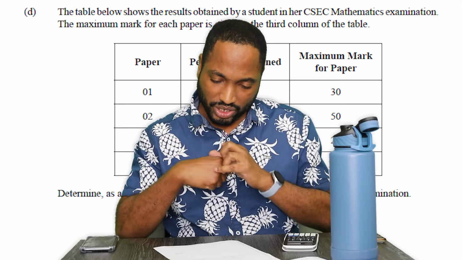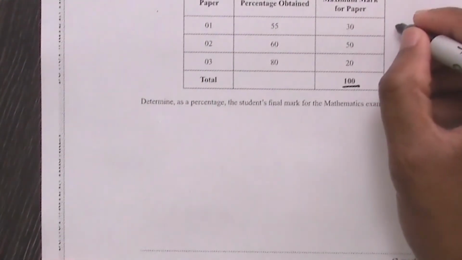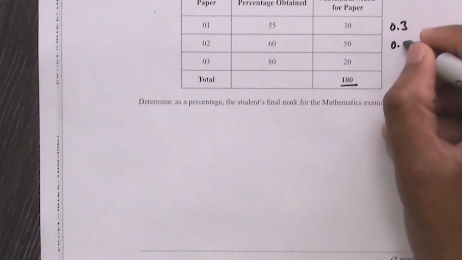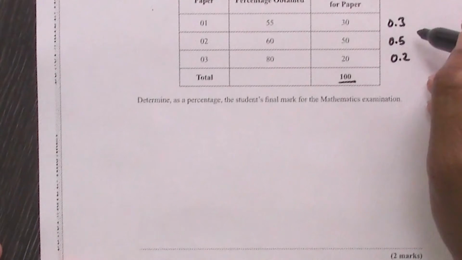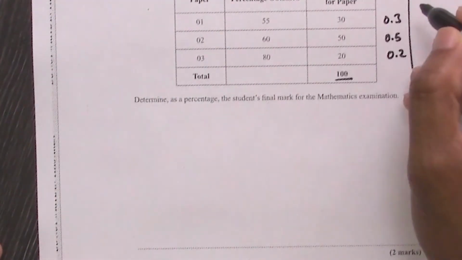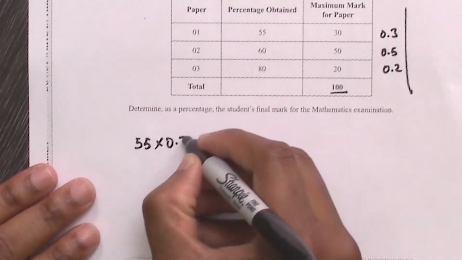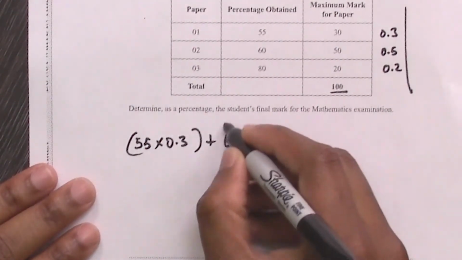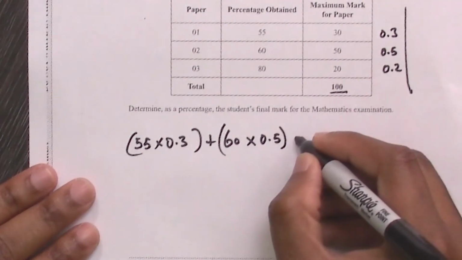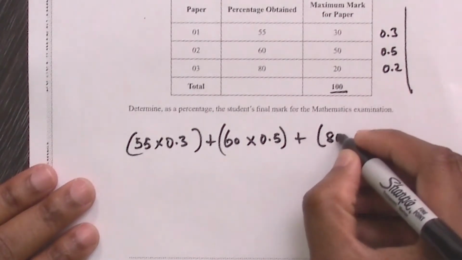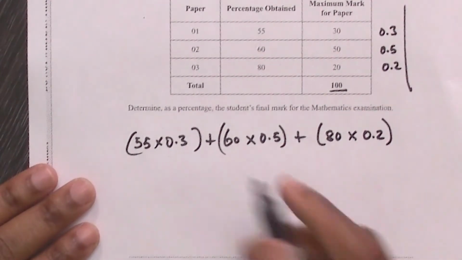So you can think of this as the weighting. It's like 30 out of 100, 50 out of 100, 20 out of 100. So this is like 0.3, 0.5, and 0.2. If I multiply that by the percent and add it up, I should be good to go. So it's going to be 55 times 0.3, plus 60% of paper 2, which is half of the marks in the paper, plus 80% of the SBA or paper 3, which is 0.2, 20% of the marks in the paper.